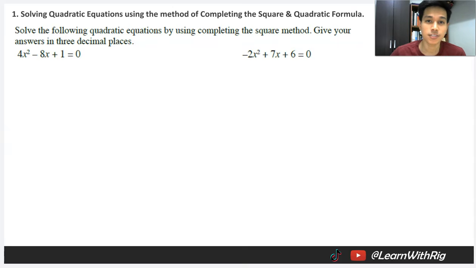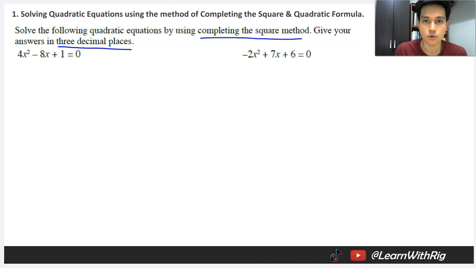Solve the following quadratic equations by using completing the square method. Give your answers in 3 decimal places. So they want you to solve using completing the square method, and you want to leave it in 3 decimal places. So these 2 points are very important.